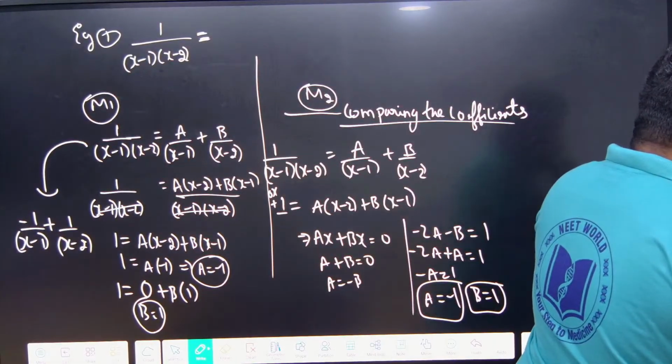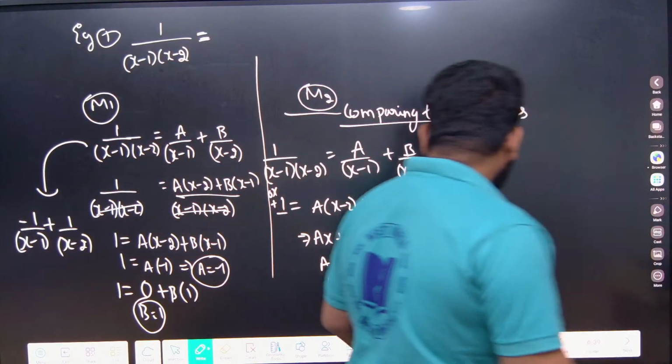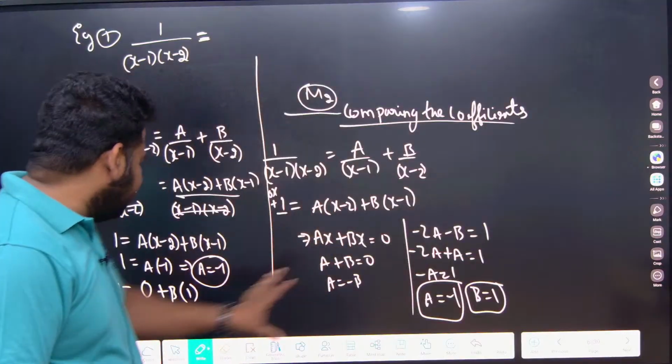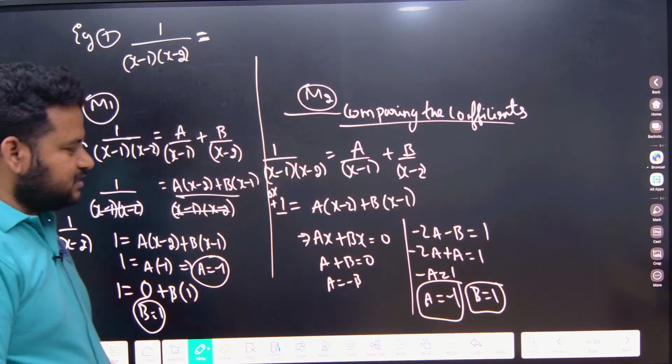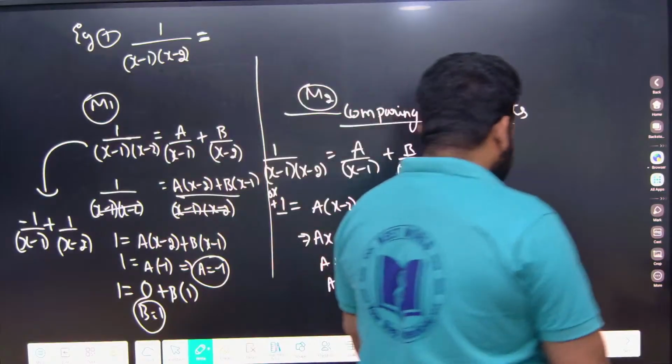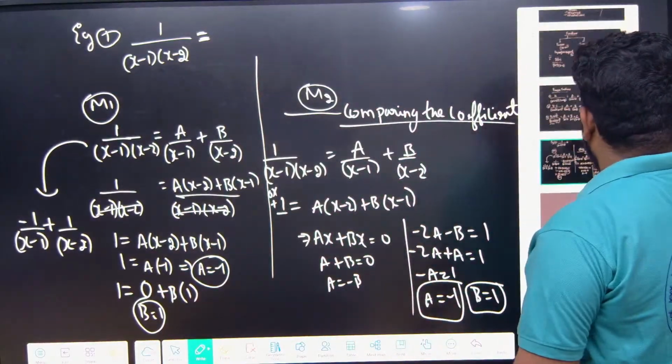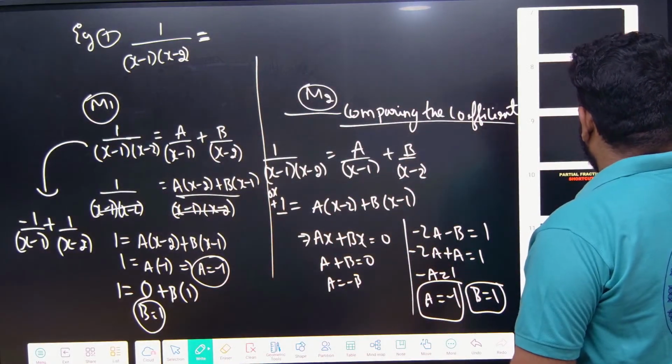Yes, absolutely correct, Spandana, that is fine. Now see here, we got the same values even in the second method. Now let me go directly to the shortcut.